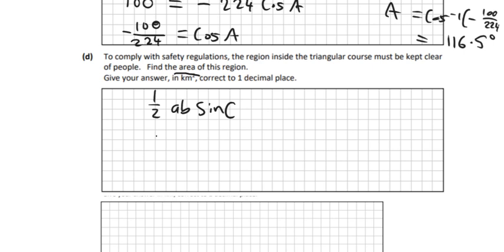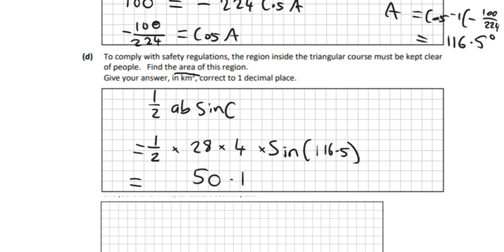So you can just sub them in, so it'll be a half times A will be 28 and B will be 4, doesn't matter which one is which there, you could put 4 first if you want, times the sine of the angle. So the angle is 116.5. And then you just put all that in the calculator together and it'll give you the area. So it's 50.1 kilometers, and it's kilometers squared because it's area. So that's it for part D.